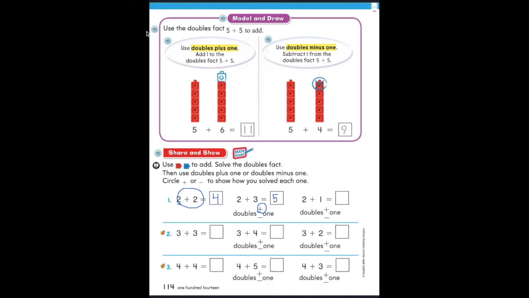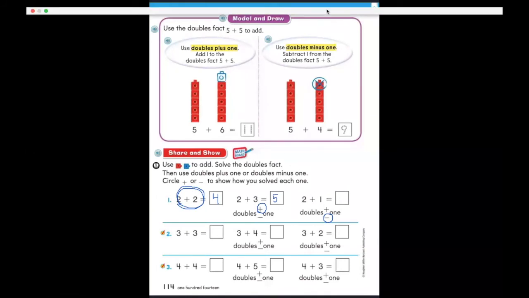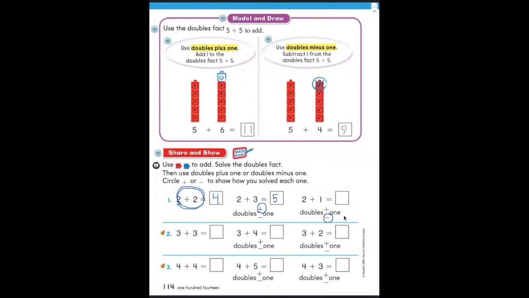Now let's take a look at this third part of our problem. The third part of our problem has this addition sentence, which says 2 plus 1 equals a sum. When an addend is one less than the other, then we are going to use doubles minus 1 as our strategy. Let's circle the minus symbol. 2 plus 1 is the same as adding 2 plus 2 minus 1. That means 2 plus 1 equals 3.